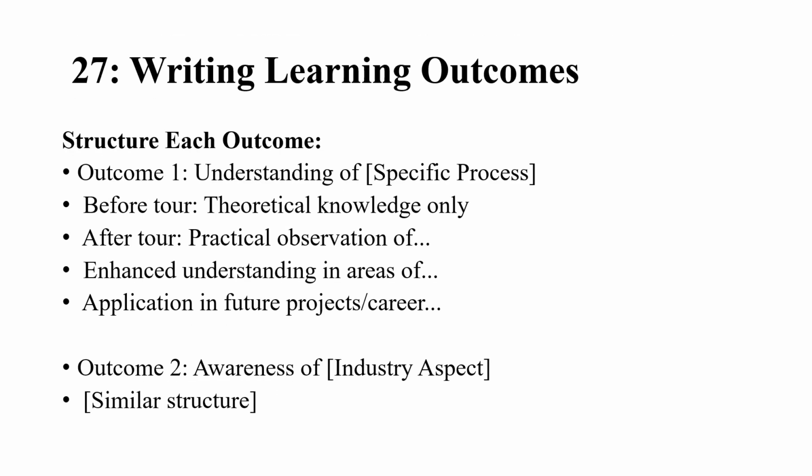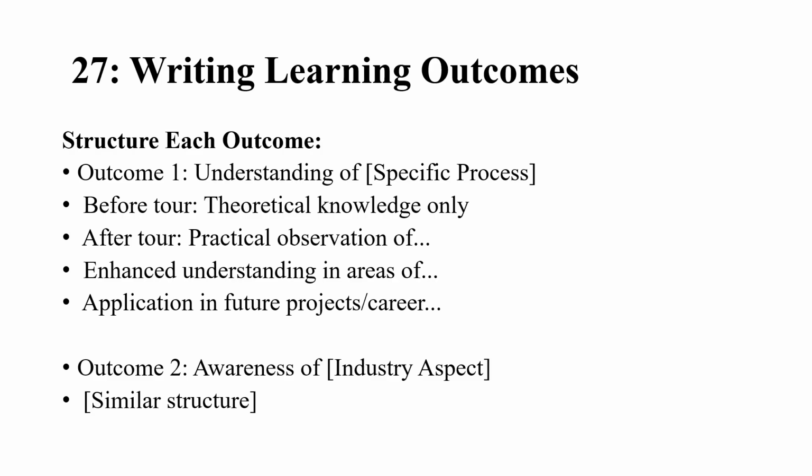Now let's look at the learning outcomes here. First of all, how are you going to write these learning outcomes? You will start with the understanding of the specific process. What you had before was theoretical knowledge, and after the tour, you have to report how that understanding has been enhanced or has changed. So this would be an enhanced understanding in the area of some process, and you report: in theory, we studied this, and in the industrial tour, we had the opportunity to look at it closely, and this is what we observed.